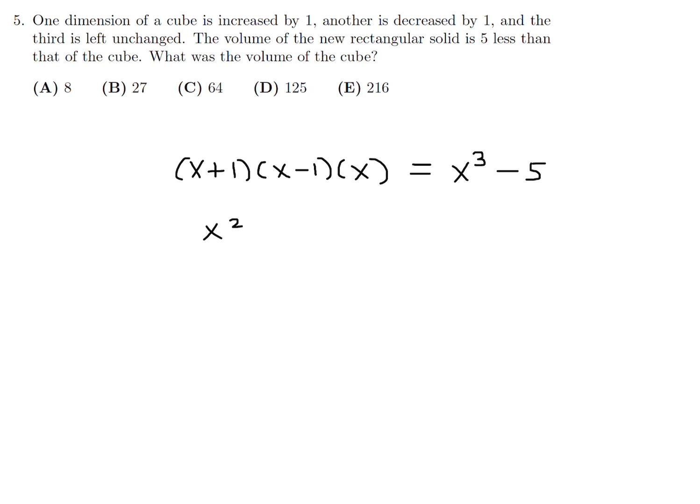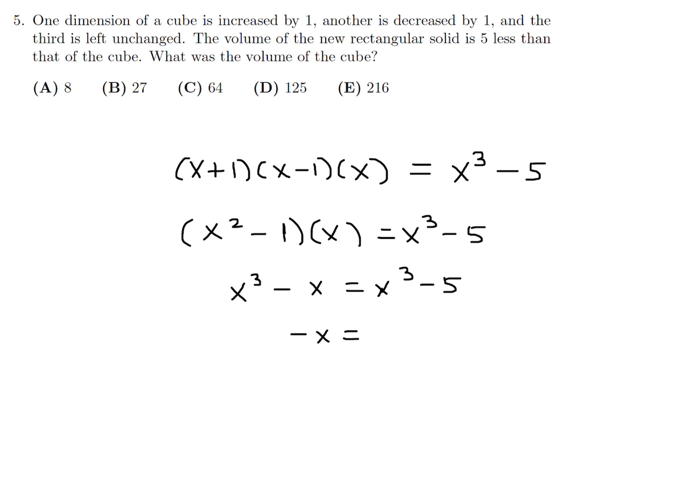So we have x squared minus 1 times x, which is x to the power of 3 minus 5. If we expand this, you get x to the power of 3 minus x is x to the power of 3 minus 5. And I believe the x cubed terms cancel, so you're just left with minus x is minus 5. Therefore, x is equal to 5. They want you to find the volume of the cube. The volume of the cube is x to the power of 3, so that's 5 to the power of 3, which is 125. So number 5, the answer is D.